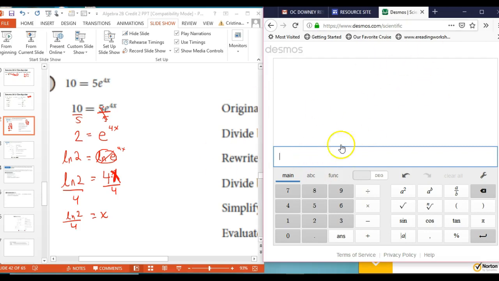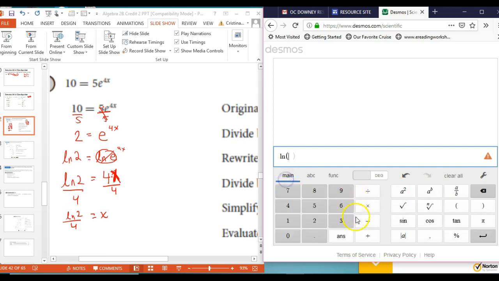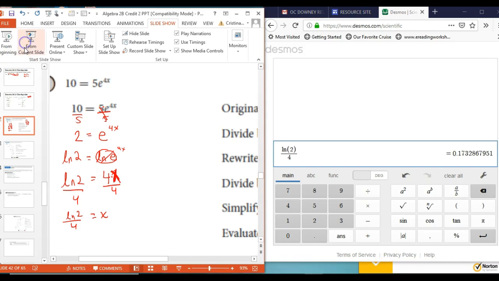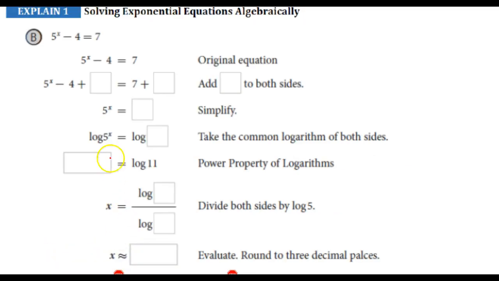All right, so here's our Desmos scientific calculator. Let's go ahead and go to function. Let's find ln. Go back to main and write 2 in parentheses divided by 4. And that would be about 0.173. So let's go ahead and write this in here. That would be x equals about 0.173. Cool.